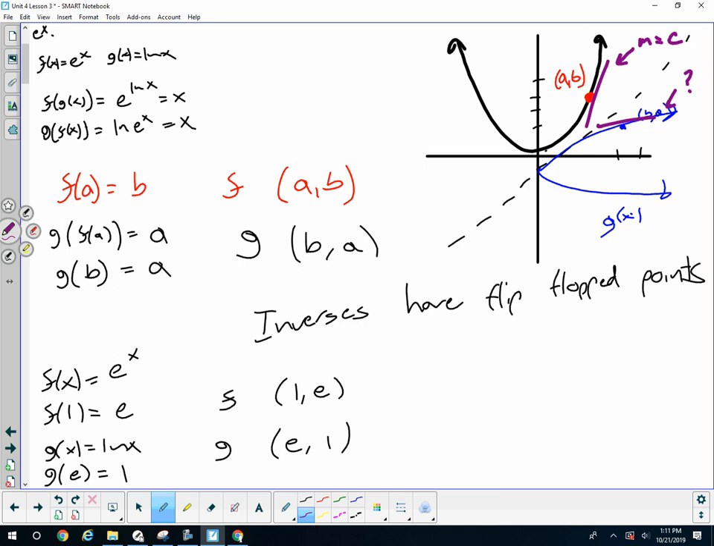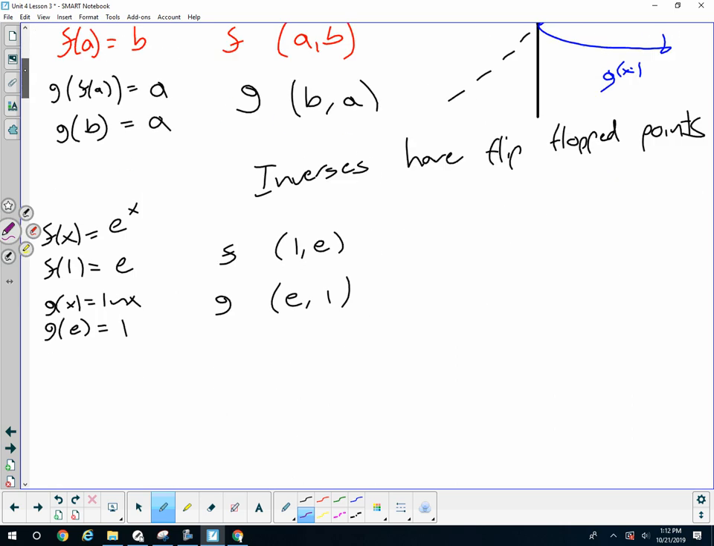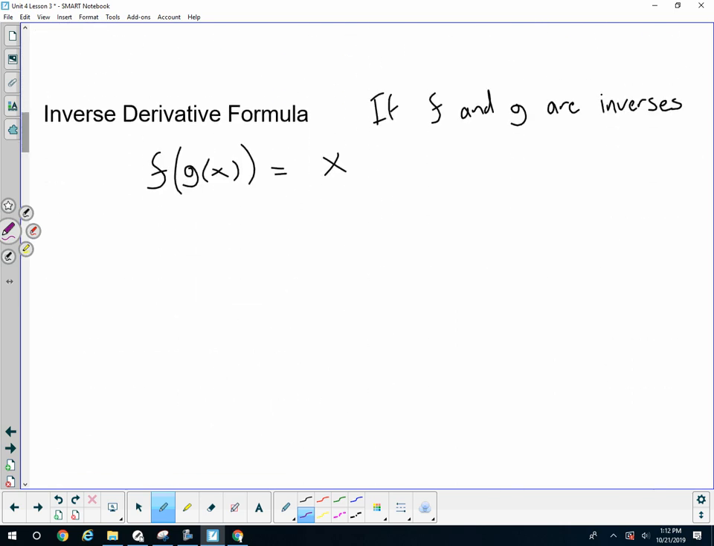Now, I'll show you exactly why in a second. But let's think about it. If this is dy dx for an x and a y, well, this is the y, then the x. It's flip-flopped. So dy dx becomes dx over dy. It ends up being a reciprocal. That's one way to think about why they're reciprocals of each other. Another way is creating what we'll call an inverse derivative formula, which we won't really use, but we could. I'll show you how you could use it if you wanted to.